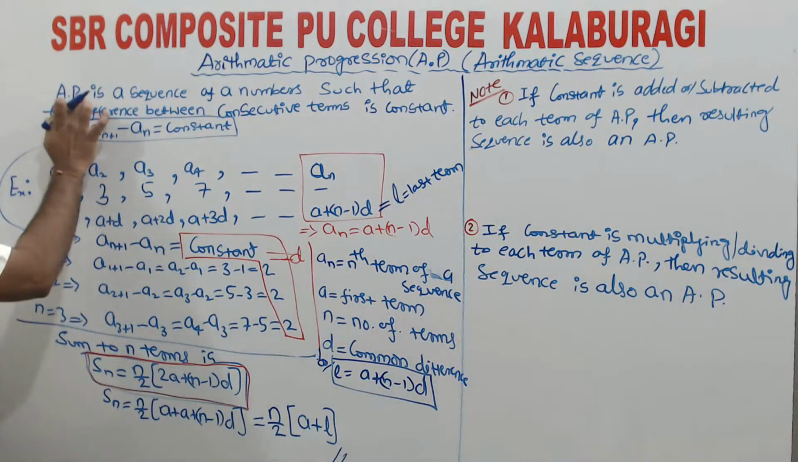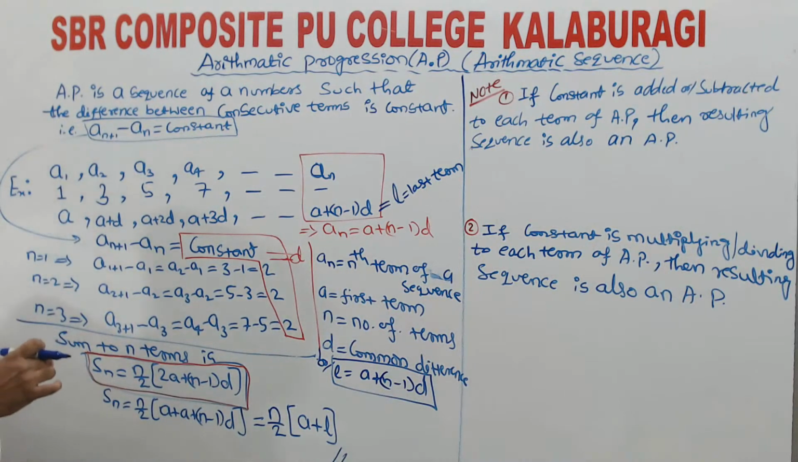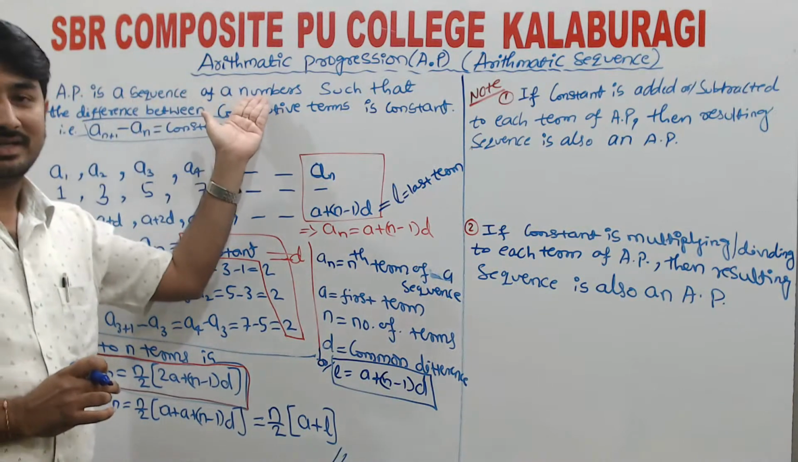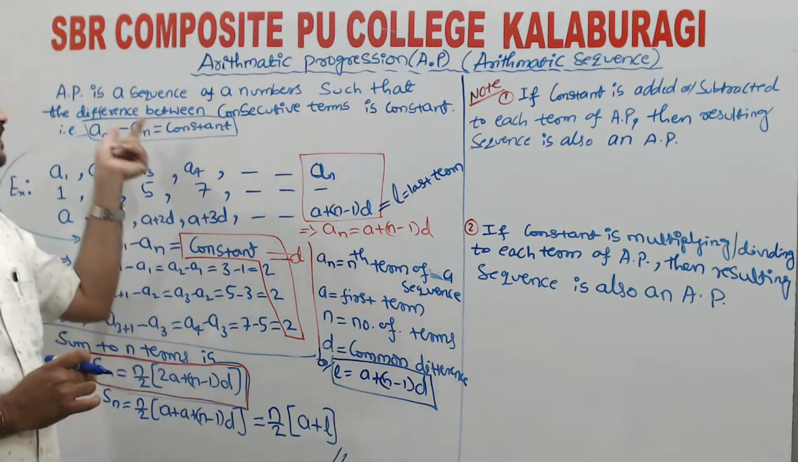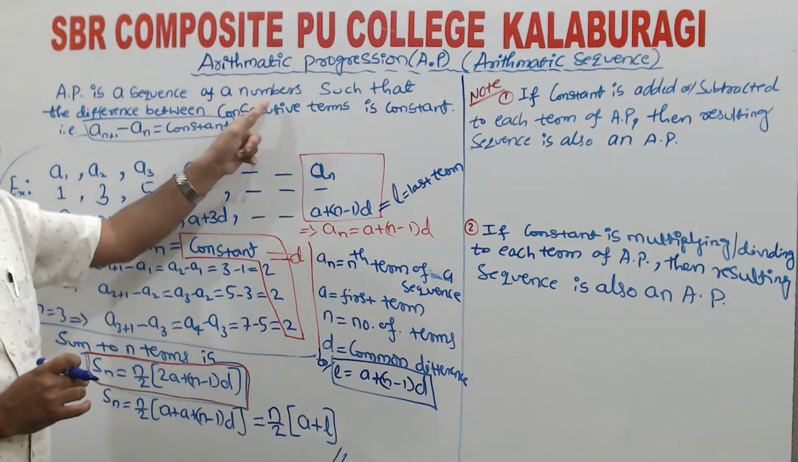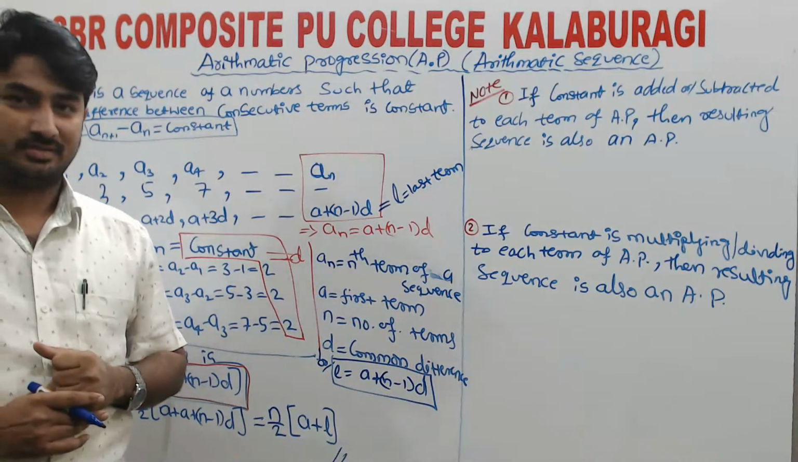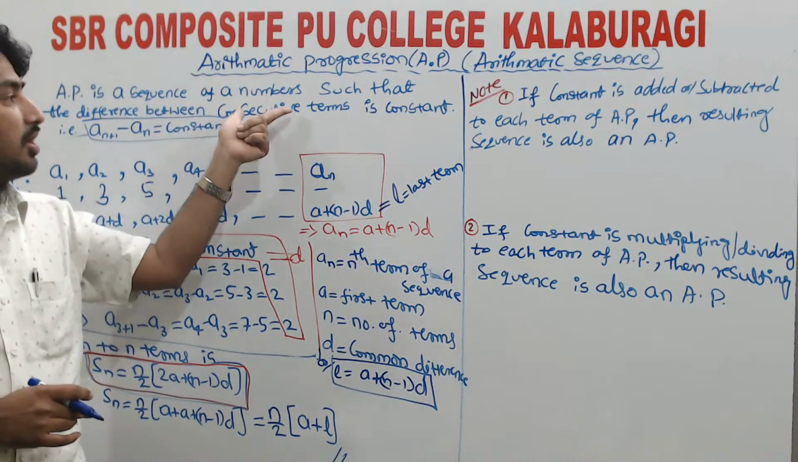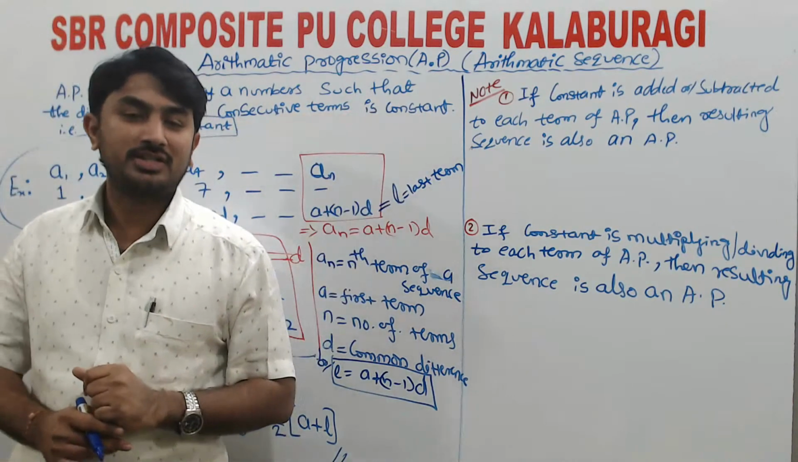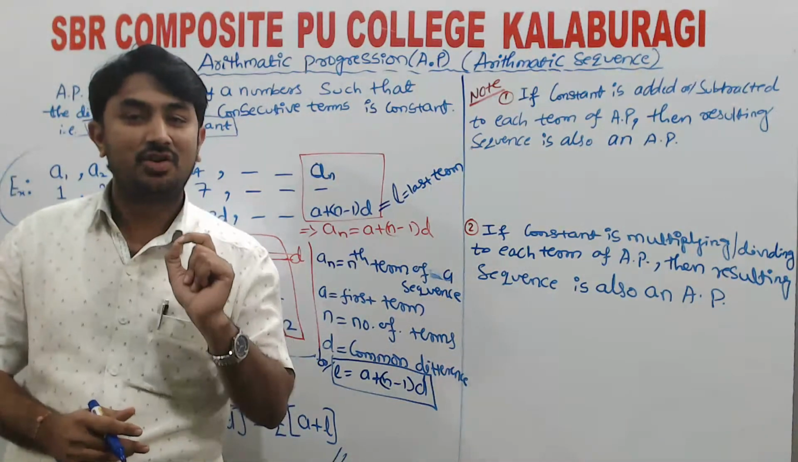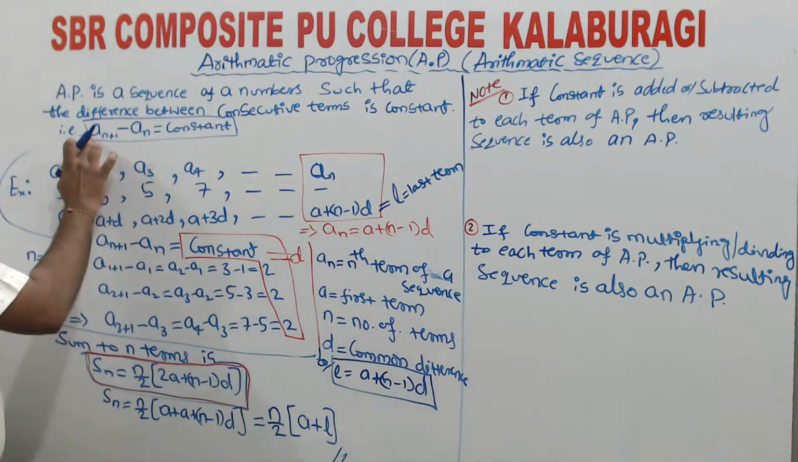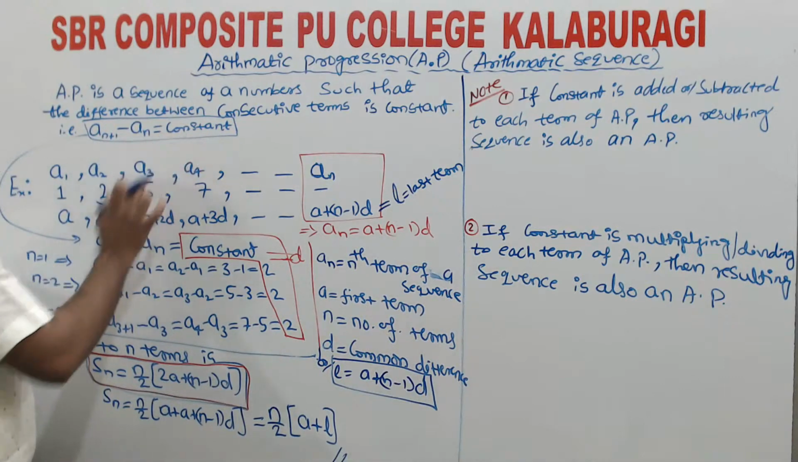So here I am defining arithmetic progression once again. It is a sequence of numbers such that the difference between consecutive terms is constant. I repeat once again, if the difference between consecutive terms is constant, then it is called arithmetic progression. That is, a(n+1) minus a(n) equals a constant.